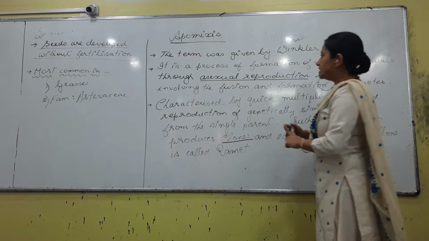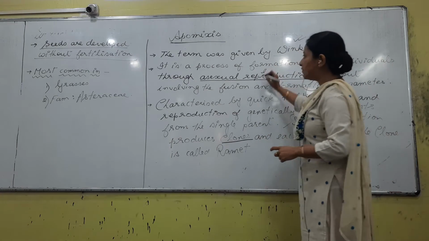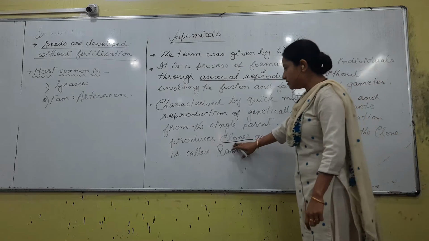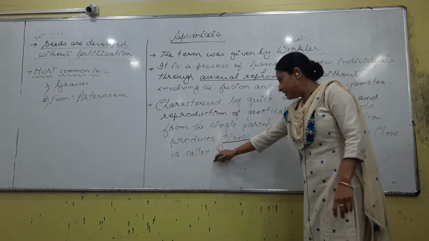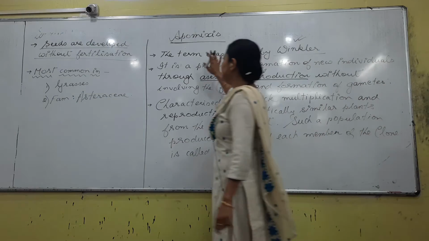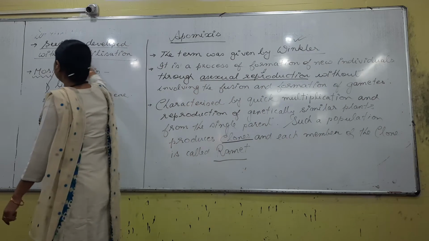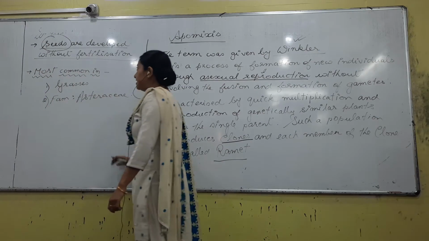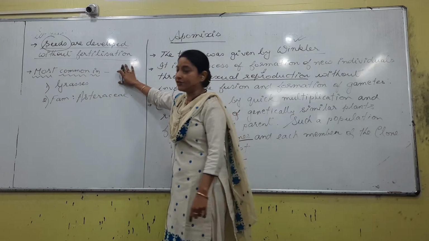So what is apomixes? Apomixes is a type of asexual reproduction. Because of apomixes, the offsprings produced are called clones. Each member of the clone is called a ramet. What is unique about this process? No doubt it's a method of asexual reproduction, but seeds are produced, and seeds are produced without fertilization, right?